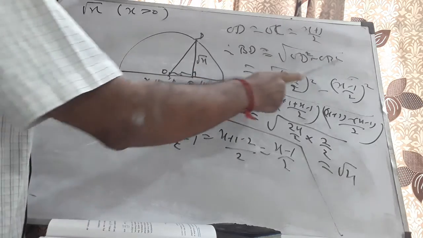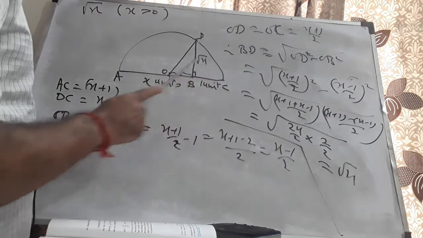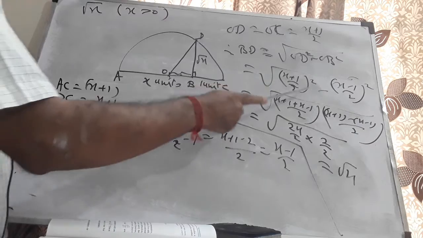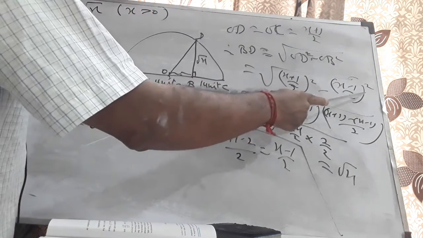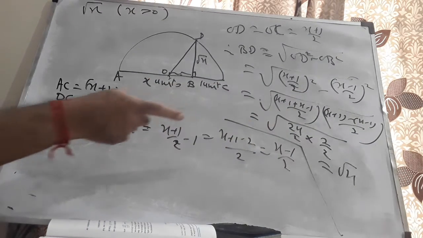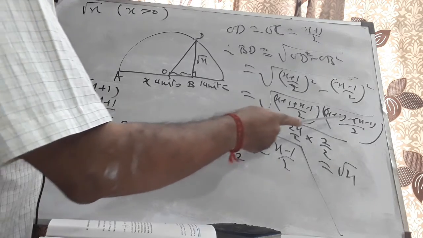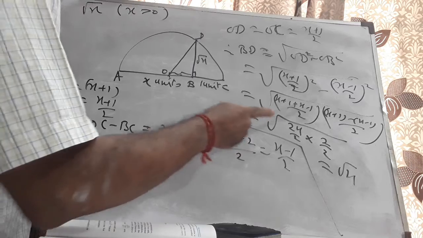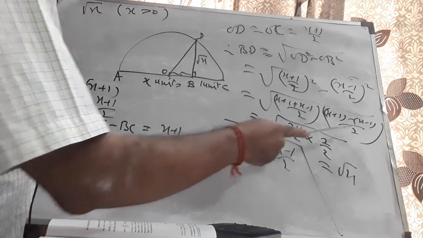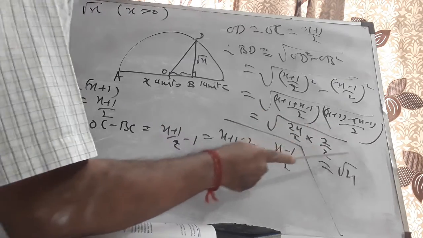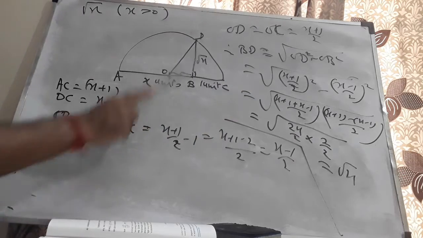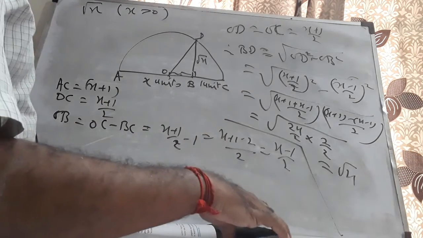And BD is root of OD square minus OB square by Pythagoras theorem, which is root of ((x+1)/2) whole square minus ((x-1)/2) whole square. Root of a plus b into a minus b. Use the (a+b)(a-b) formula: (x+1+x-1)/2 and (x+1-x+1)/2. Here 1 gets cancelled, 2x by 2 is x. Here x gets cancelled, 2 by 2 will be 1. Therefore, length BD will be nothing but root x.